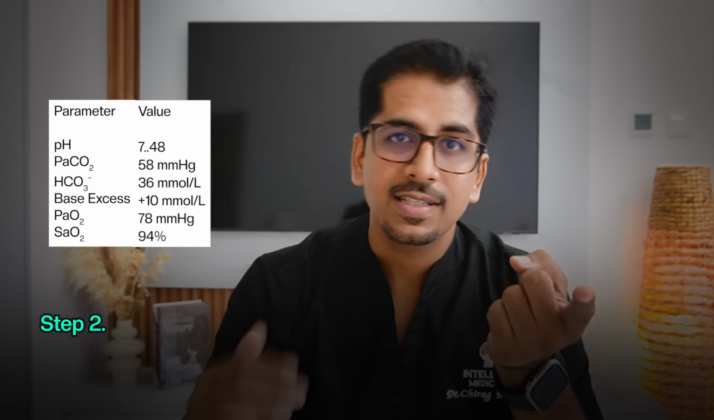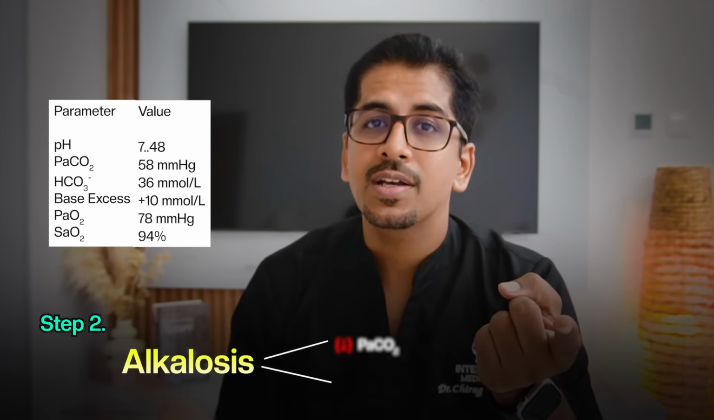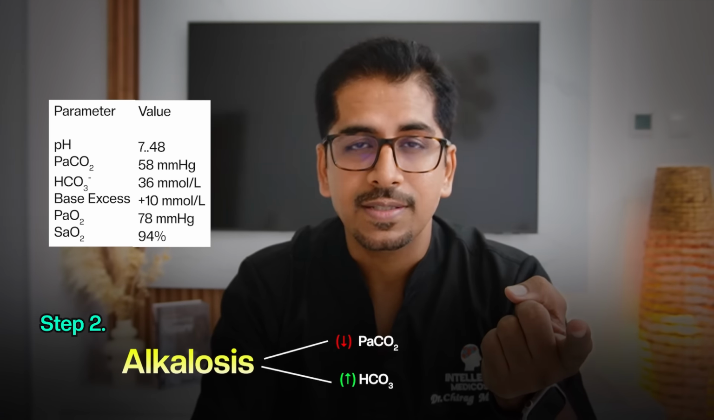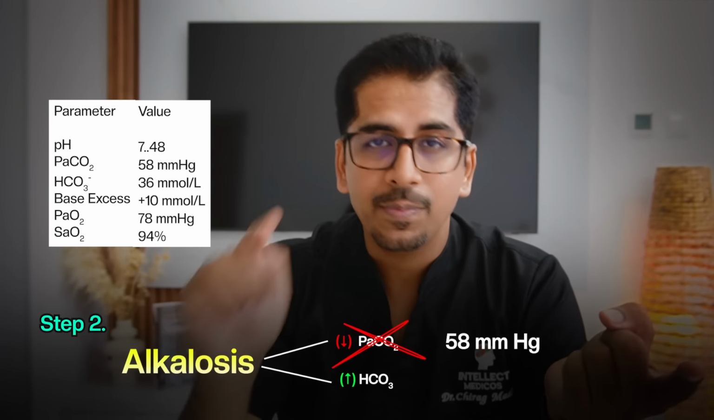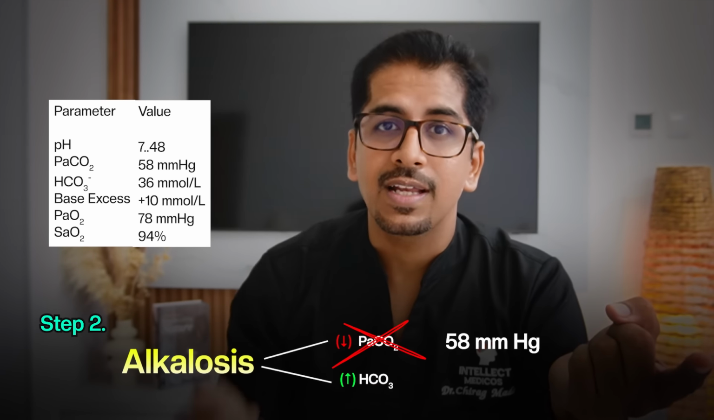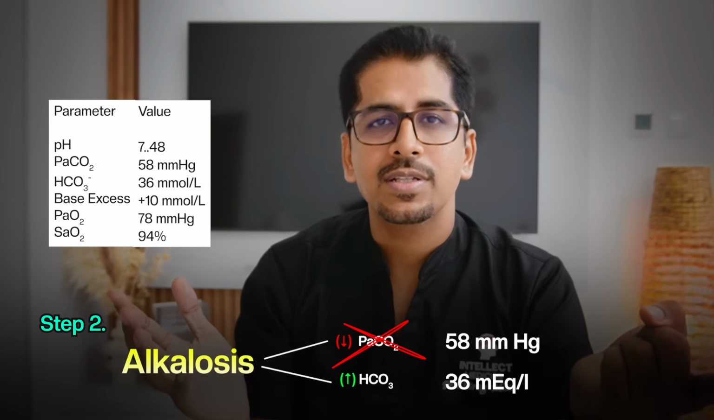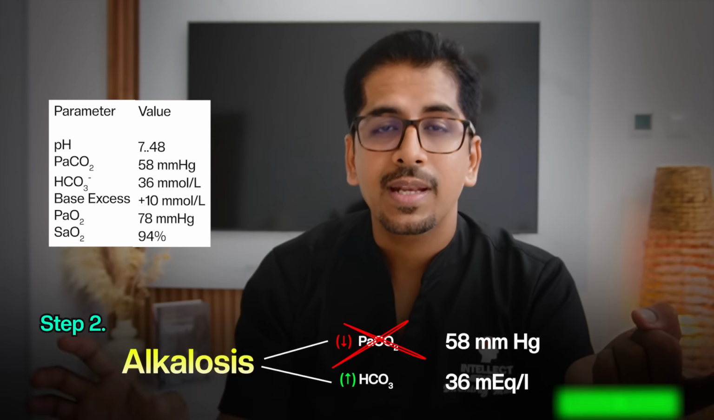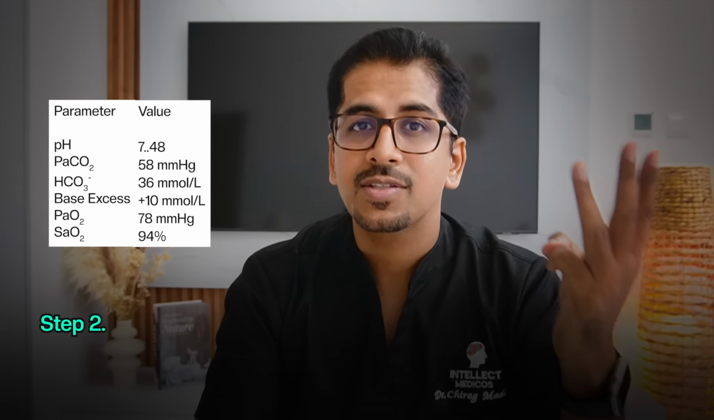Now with alkalosis, again, 2 reasons, 2 causes. Either PaCO2 decreases or bicarbonate increases. In this question, PaCO2 is 58, hence it cannot be the cause for alkalosis. Whereas the bicarb is 36, hence yes, it is the cause. The primary disorder comes out to be metabolic alkalosis. Step number 2 done. Third is compensation.